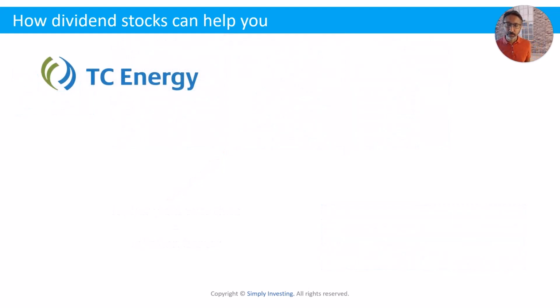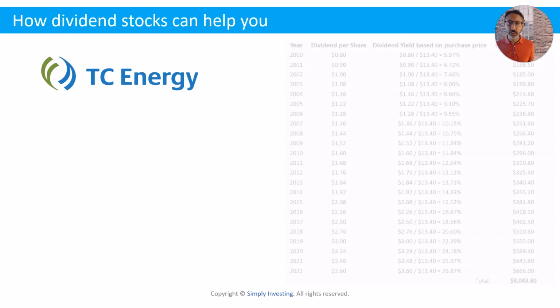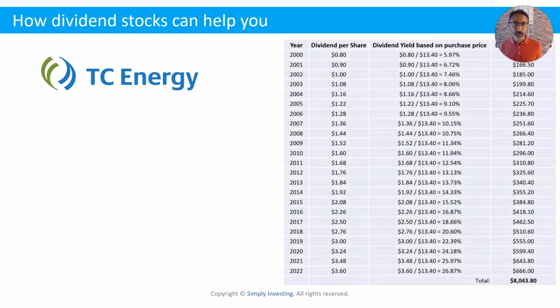Okay, last example. You might have seen this before if you watched episode number 1, but we're going to just quickly go through it right now. The last example is with TC Energy. I bought 185 shares back in 2000. The dividend at the time was 80 cents a share. The dividend today is $3.60 a share.